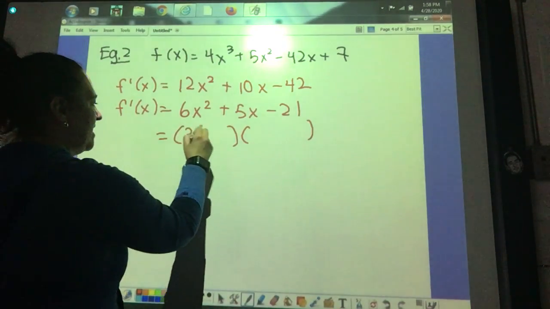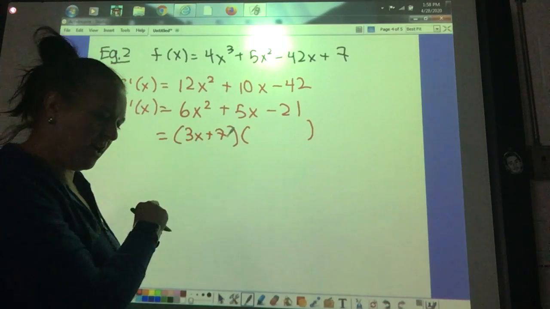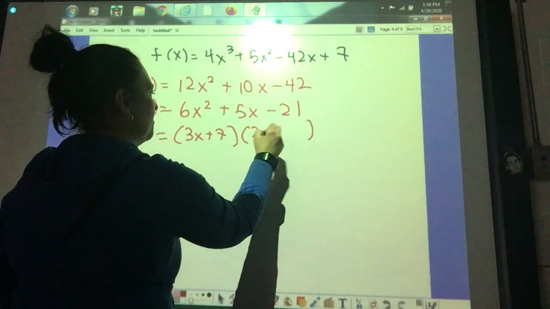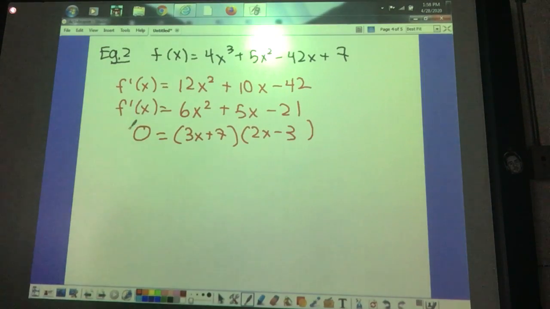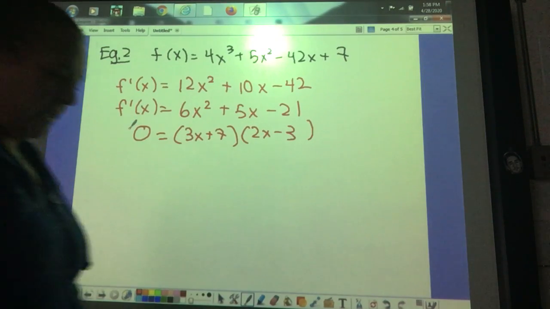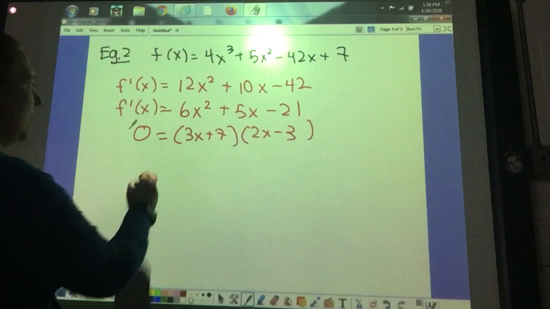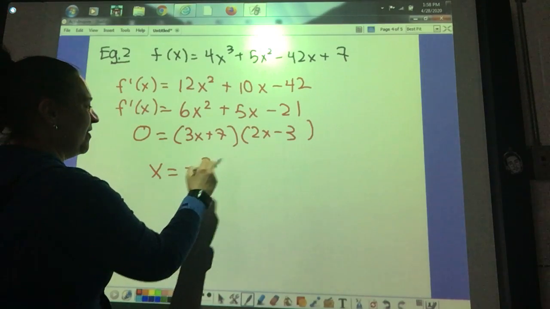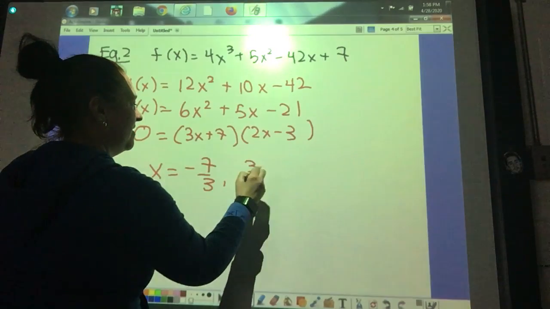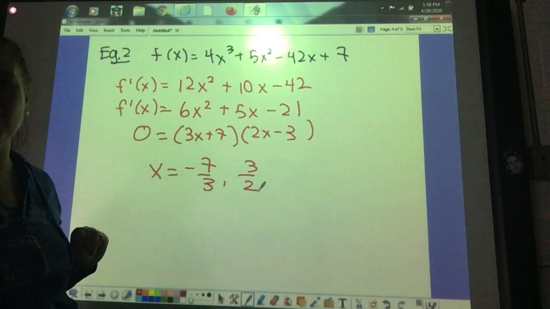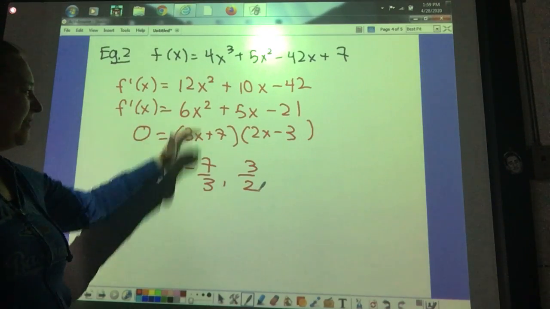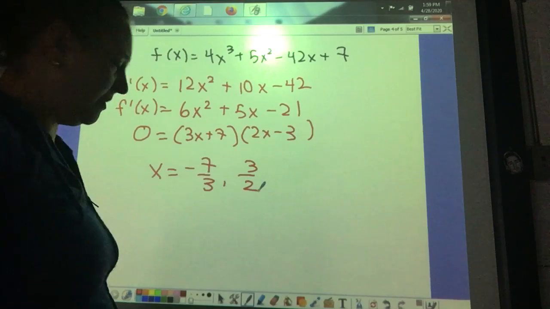So that gives us 3x plus 7 times 2x minus 3. And I set it equal to 0. I did a couple steps there at once. So now looking at it, what values of x make it equal to 0? Well, now this is back to grade 11 pre-cal, right? So there's nothing new. This is our grade 11 pre-cal quadratic equations unit. You set it to equal 0, factor, and then those are our critical numbers.